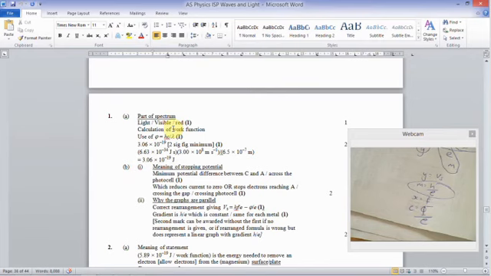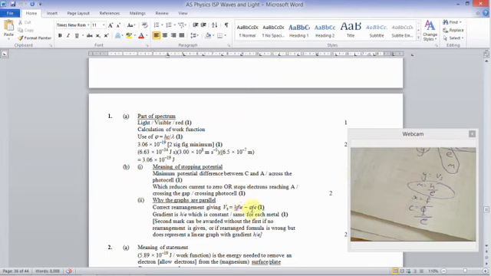We got that exact value actually, that's exactly what we got. The minimum potential difference between C and A is a better way of putting it, which reduces the current to 0 or stops electrons reaching A, which is the idea we were saying. So it doesn't allow electrons to cross between C and A in terms of that diagram.